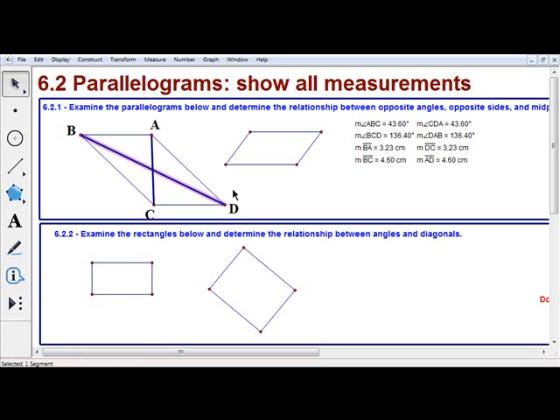If you want to see how their midpoints relate, well, if I highlight BD and hit Control M, it identifies the midpoint. Do the same thing with AC, hit Control M. What you notice is it's the exact same point. Okay, so the last relationship is the diagonals bisect each other. So in any parallelogram, doesn't matter what other classifications it has, if it's a parallelogram, then opposite angles are equal, opposite sides are equal, and the diagonals bisect each other.